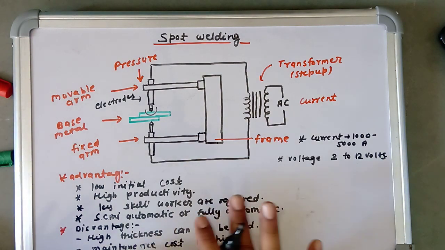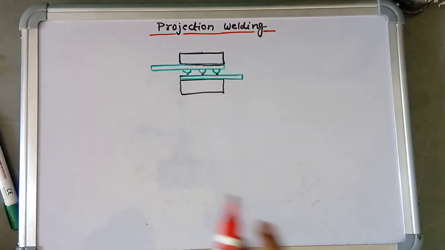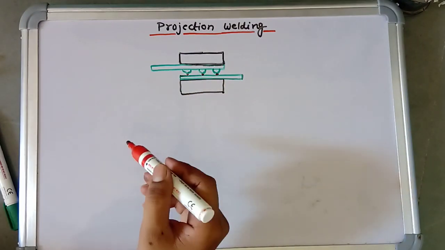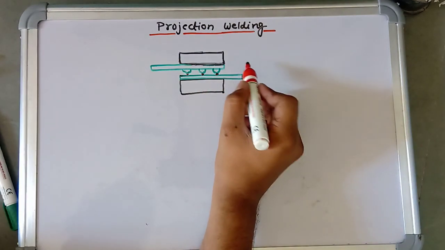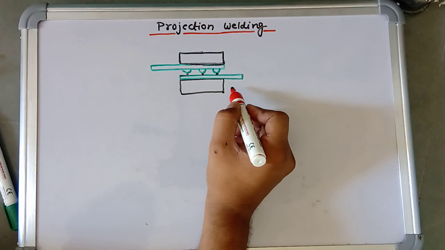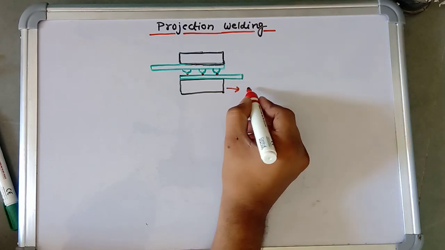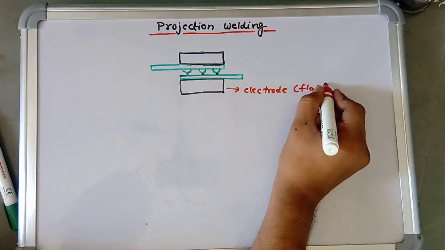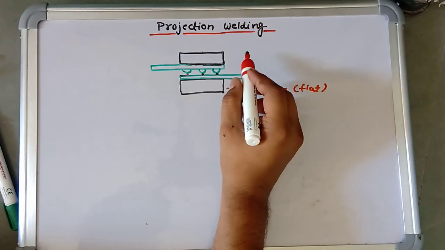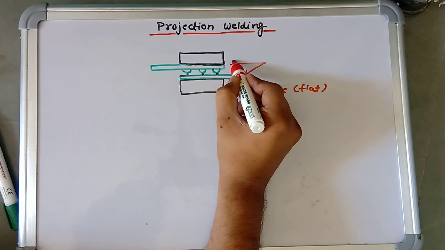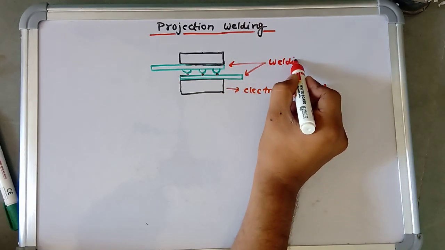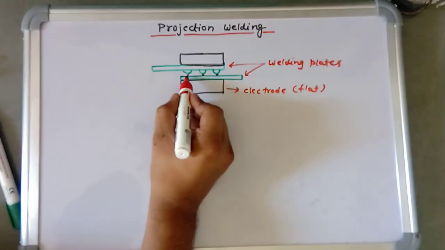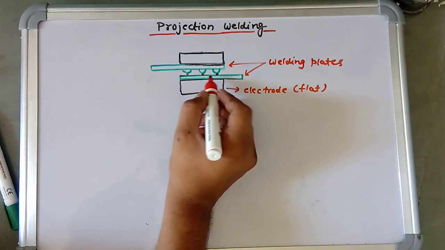So this was our whole spot welding process. Now we will discuss projection welding. This is our setup for projection welding, and the important parts are as follows: these are our electrodes, which are flat electrodes, and these are the welding plates. In this red dotted form, this is our weld formation.